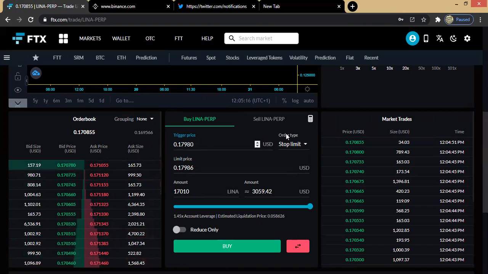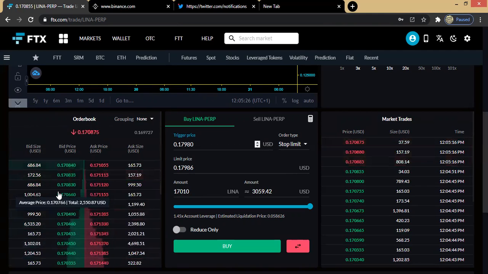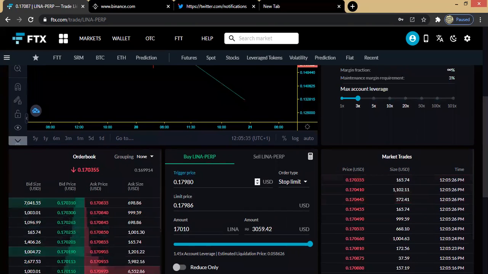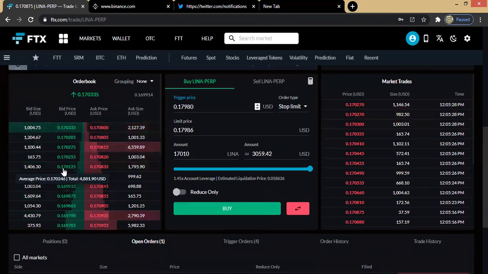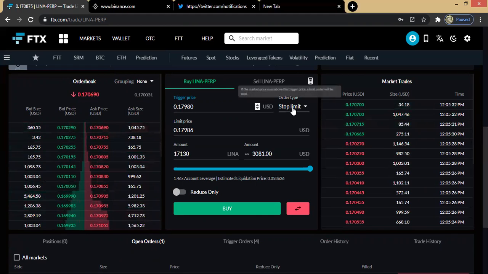What this other order type does is that it will not be placed on the order book here. It will only come here when it eventually gets to the trigger price. So if it gets to this trigger price of 0.17980, then your limit price will be activated into the order book. So that's the difference between the normal limit order and the stop limit.